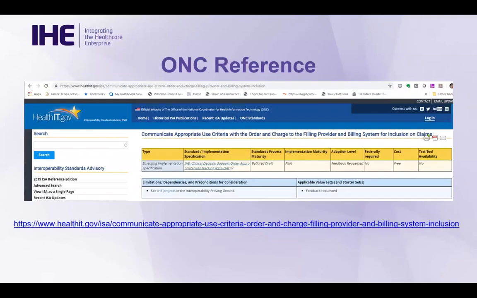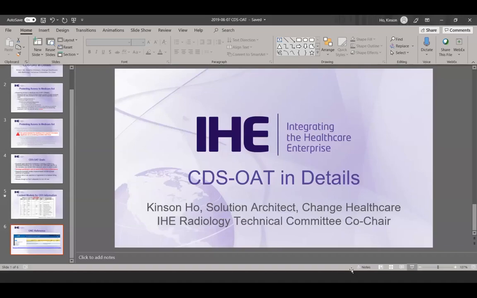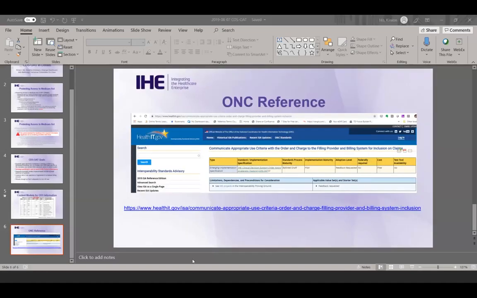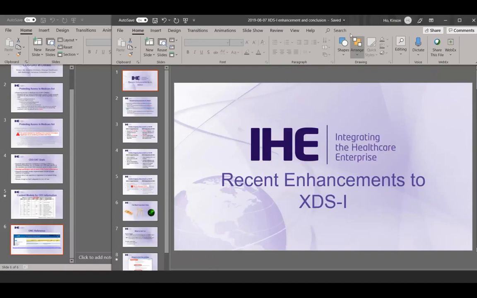And as Chris also touched on, ONC actually referenced this profile on their website. So it is important to follow the standard and make sure the CDS information is communicated appropriately. So any question about CDS OAT? We can take a question or two if you have any. If not, then we will switch to the last topic for today.